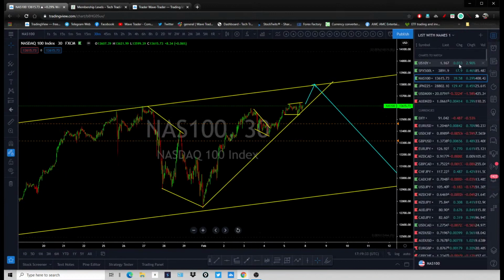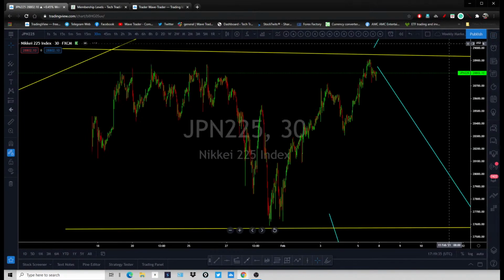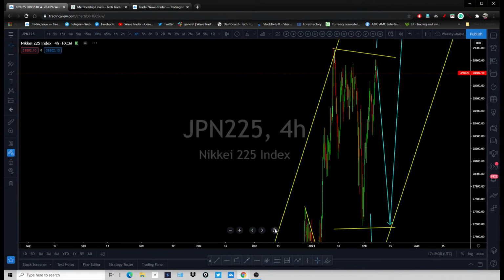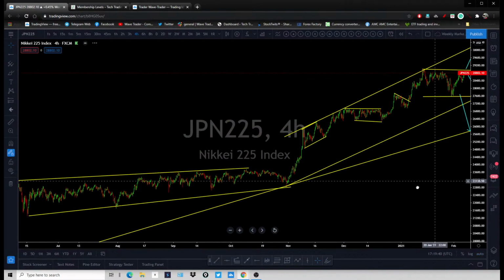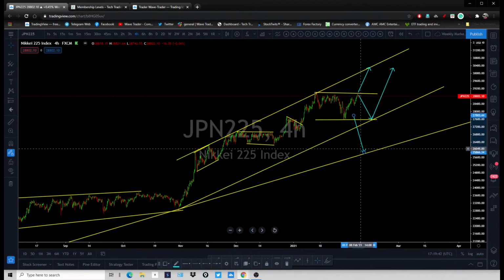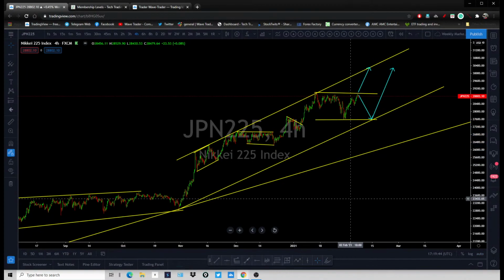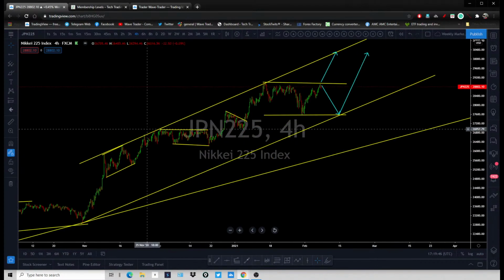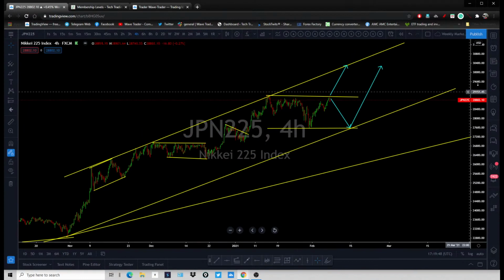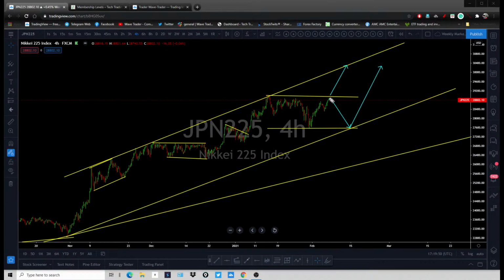Nasdaq 100 index, Nikkei index is also very much the same. The Nikkei index can also keep rising. We are expecting at least a flat formation on the Nikkei index, so that leg next week.